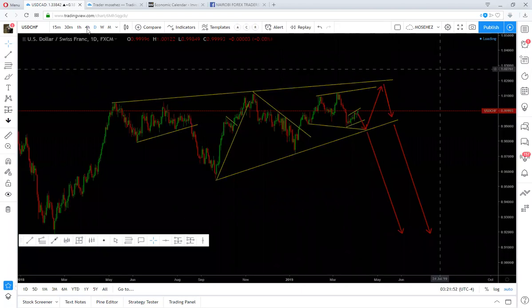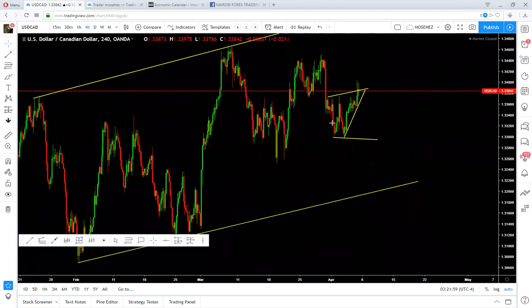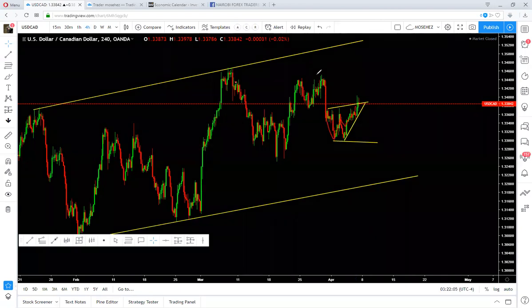Then we also have the USD CAD. We talked about this pair last week. Then it started correcting, so you can see that it is correcting. If you didn't enter at these particular points, for example, I was telling you that I missed this trade. This is a trade that I will not afford to miss.